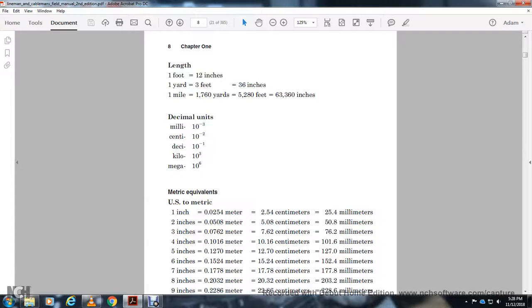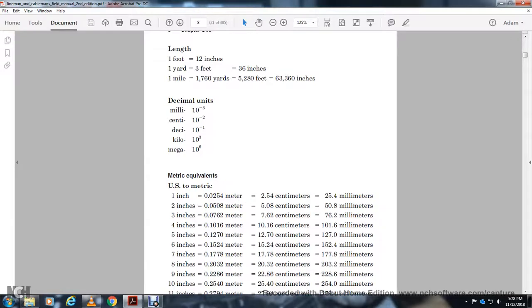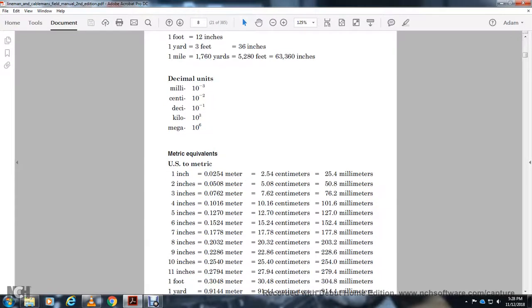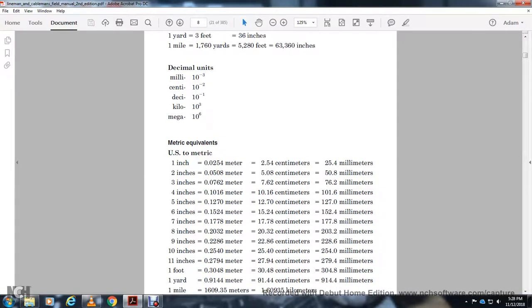So add 254 ten-thousandths of a meter for every inch. 1 foot is equal to 30.48 centimeters. 1 yard is equal to 9,144 ten-thousandths of a meter, 91.44 centimeters, or 914.4 millimeters.